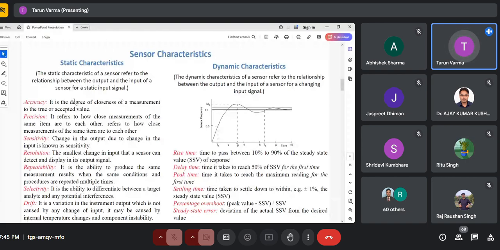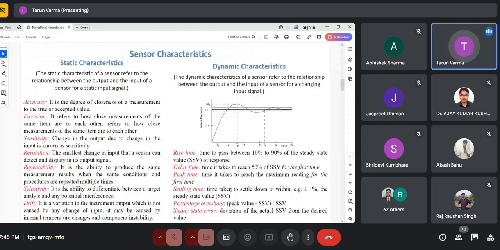The dynamic characteristics which have to be noted for these sensors are rise time, delay time, and peak time, the same as for any other sensors. Ten to 90% of the final value is what you call the rise time. Delay time is the time to reach 50%. Then peak time, settling time, percentage overshoot, and steady state error. These all have to be found out for these particular nano sensors as well.